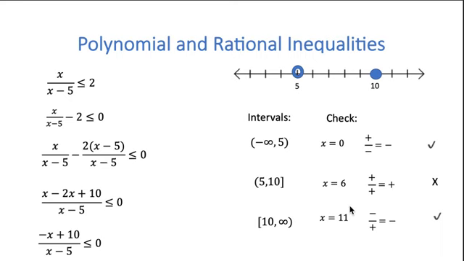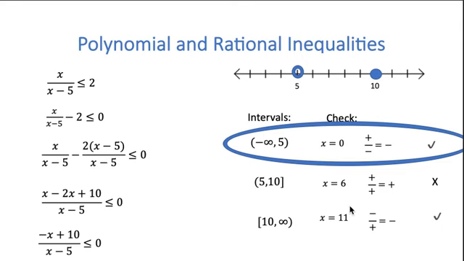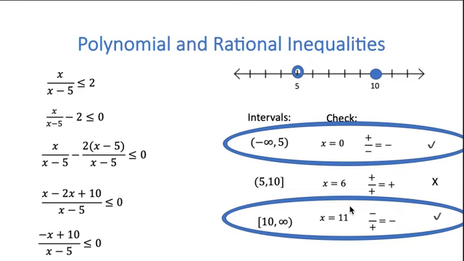and that does work. So the intervals that work are negative infinity to 5, not including 5, and the interval from 10 to infinity, including 10. And so the solution set is negative infinity to 5, union 10 to infinity. Notice the brackets and parentheses there.